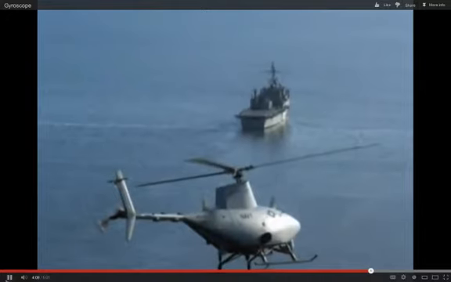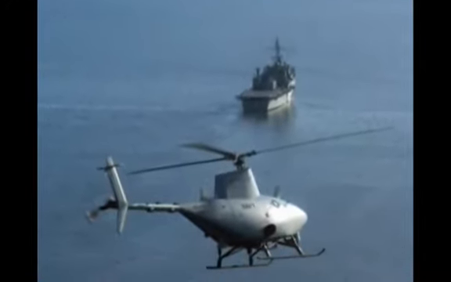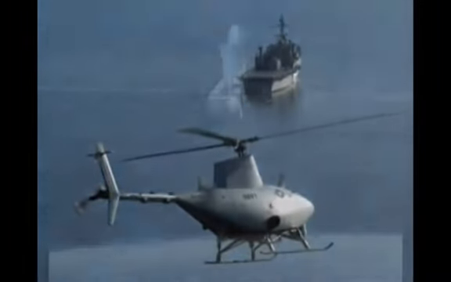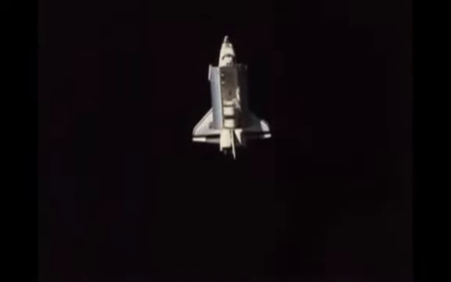This full-sized robotic helicopter flies without an onboard pilot. Gyroscopes provide stability and navigation. Gyroscopes have become essential components of aircraft, ships, robots, and spacecraft.